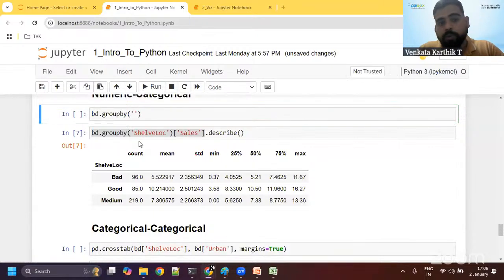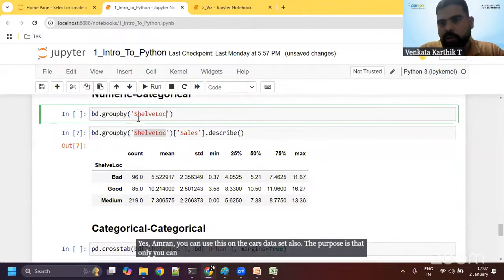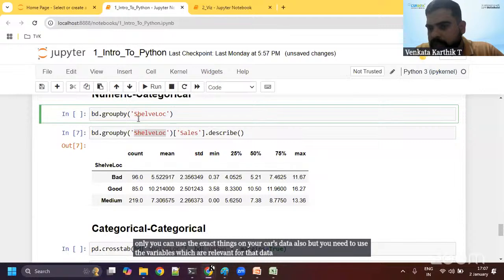Yes, Amran, you can use this on the cars data set also. The purpose is that only. You can use the exact things on your cars data also, but you need to use the variables which are relevant for that data. Here I am using the variables which are relevant for this data set.